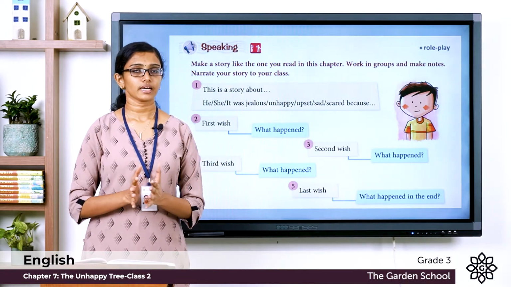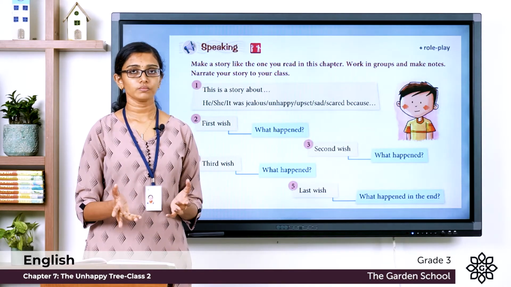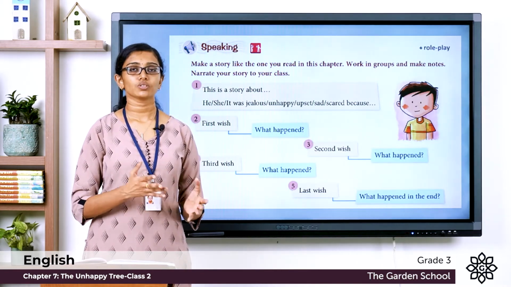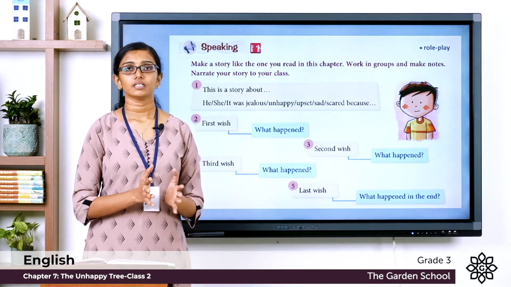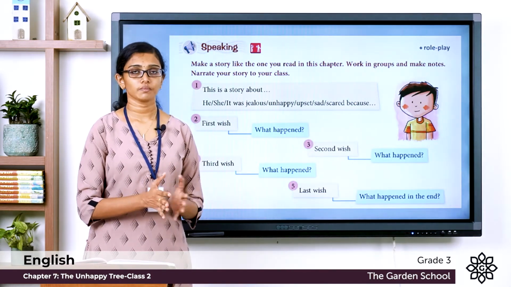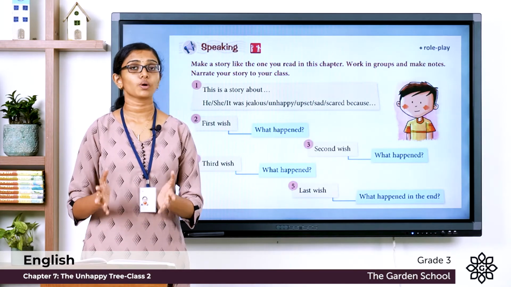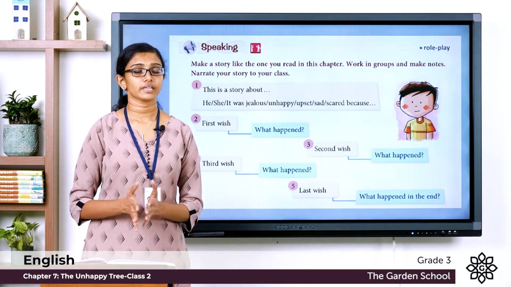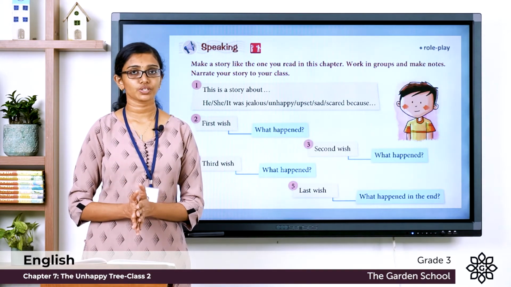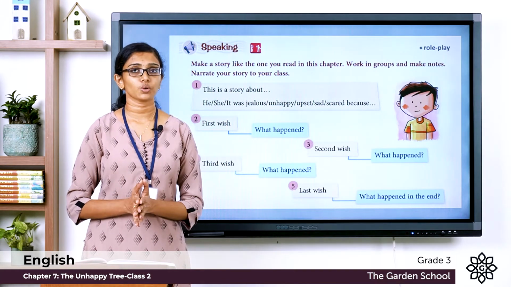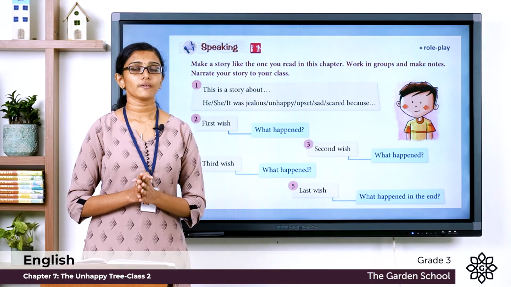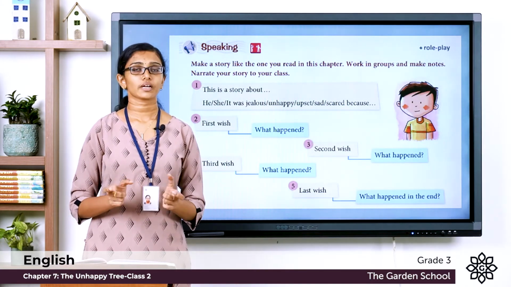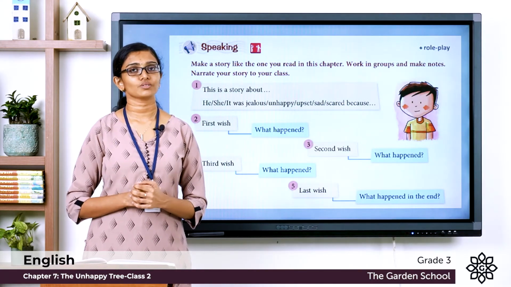So you have to tell that the story is about whom and this person is sad or jealous or scared, whatever it is, and why. And then this person wishes for something and whether it got granted and what happened next. What happened when he or she made a second wish, a third wish, and a fourth wish. What happened after each wish also you can talk about in the story. You can record your stories and send us through Teams.